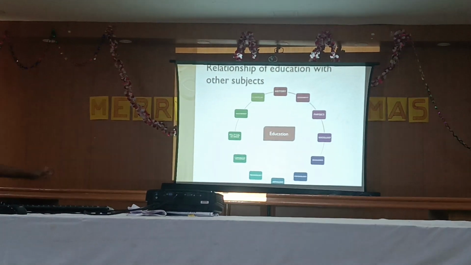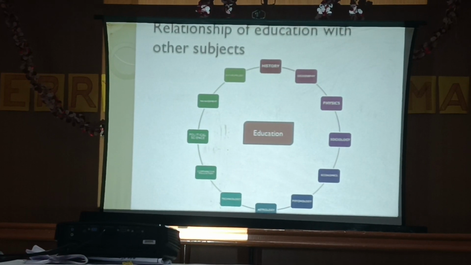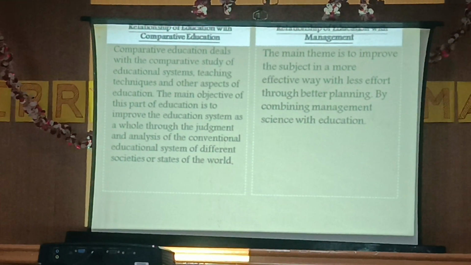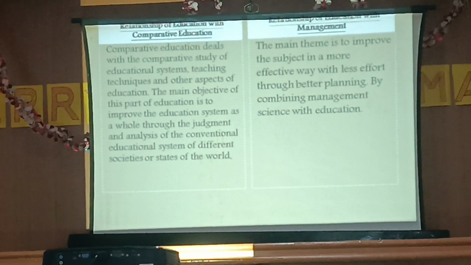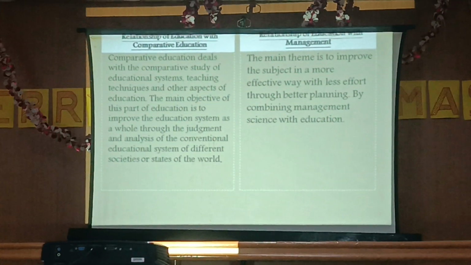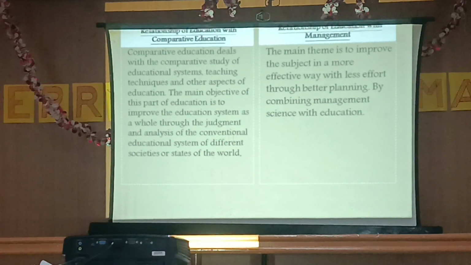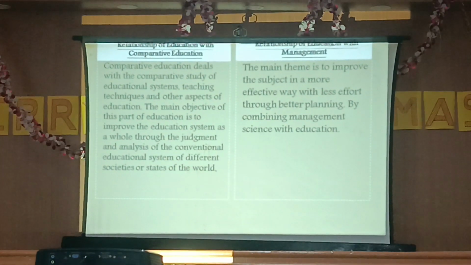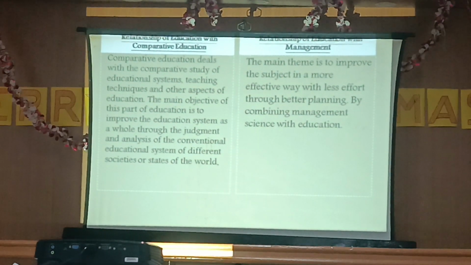Here is a diagrammatic illustration of education with other subjects like history, political science, geography, physics, sociology and many other subjects. Now we will discuss some of them in detail because I can't explain all the subjects, so I have chosen some selected subjects to elaborate my topics. First is relationship of education with comparative education. As we know, comparative education compares the study of educational process. With the help of comparative education, we can compare our judgment or analyze the education of other states or other countries in the world.